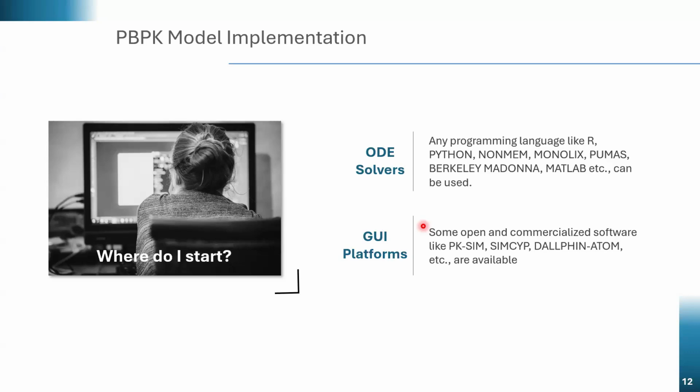The second one is graphical user interface platforms that have been developed by companies, either for profit or open source, to help us in building the PBPK model. These graphical user interfaces are quite easy to use, because for the first one, you have to write the code. For the second one, they already have the code written under the hood. All you need to do is change the values, change the parameters, and keep doing that, more like a point and click.